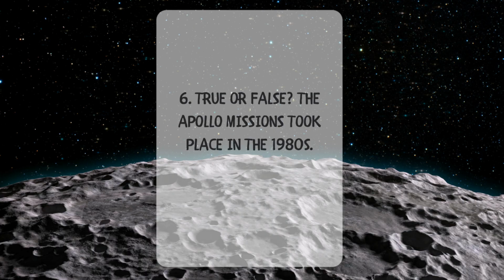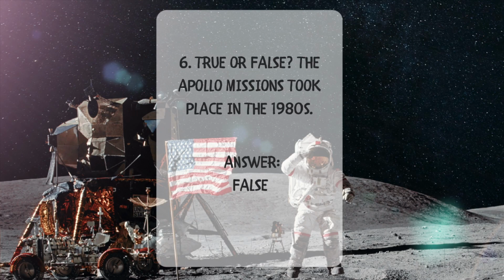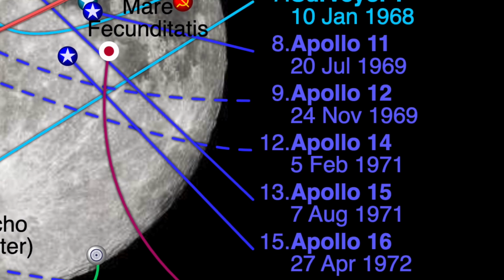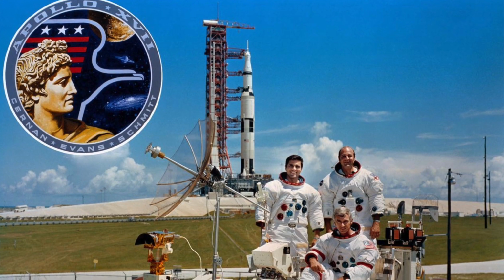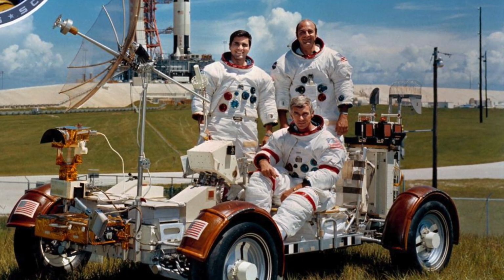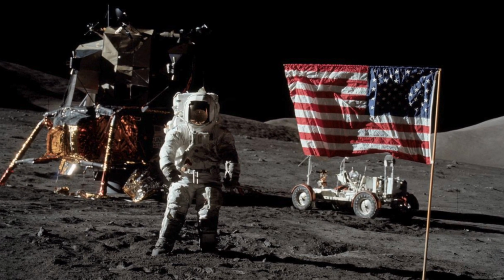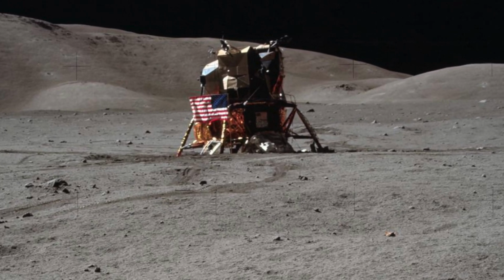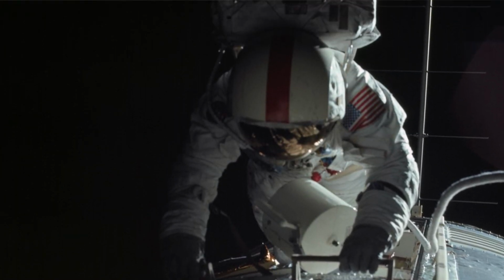Question number 6. True or false? The Apollo missions took place in the 80s. So that is in fact false. The Apollo missions took place towards the end of the 1960s and into the 1970s, but had ended in the 1980s. Actually, the last Apollo mission was Apollo 17 in December 1972. It was the 6th time humans landed on the moon, and it was also the last time humans went there. Since then, no human has ventured past low Earth orbit.